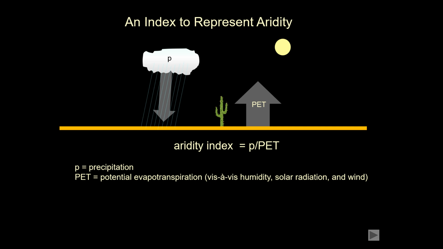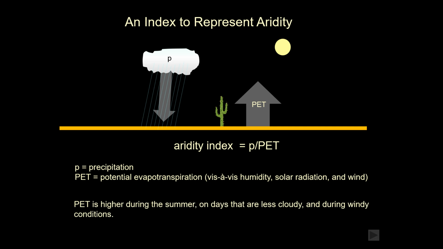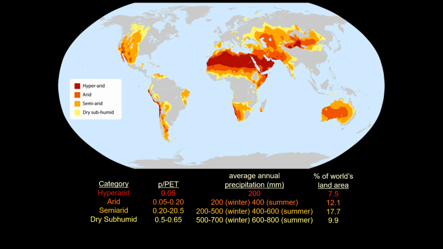And potential evapotranspiration considers things like humidity, solar radiation received, and wind. We know that PET is higher during the summer, on days that are less cloudy, and during windy conditions. So, if you consider a map of precipitation divided by potential evapotranspiration, we can see some places are extremely arid. Those areas are referred to as hyperarid, shown here in red. And then we have some other areas that fall into the categories of arid, semi-arid, and dry subhumid.